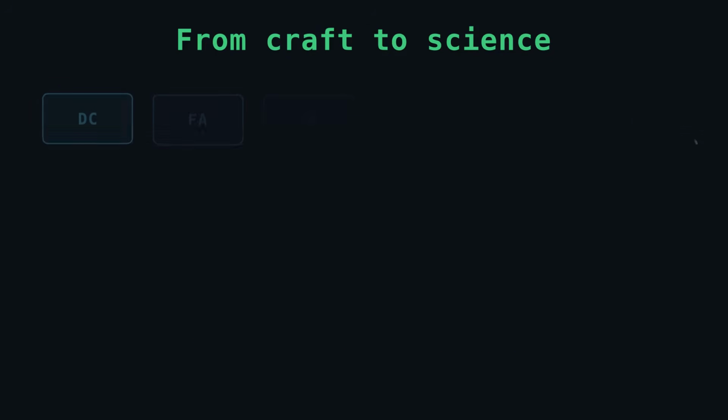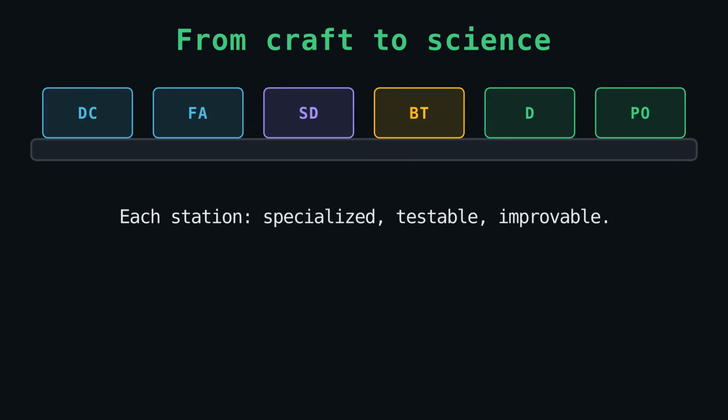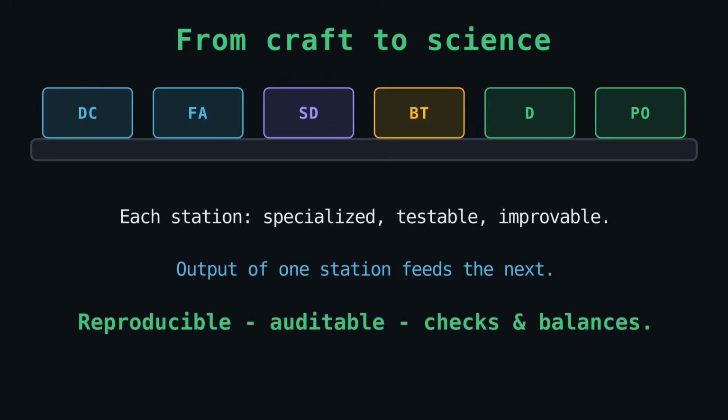Step back and the whole machine is visible. The assembly line replaces the star manager with a scientific process at industrial scale. Each station is specialized, testable, and improvable. Data is carefully transformed as it travels through the assembly line, and the output of one station is the input to the next. The payoff is not a few black box strategies. It is a process that produces strategies you can trust at a predictable rate, reproducible, auditable, and with numerous checks and balances. That is how investing moves from craft to science.